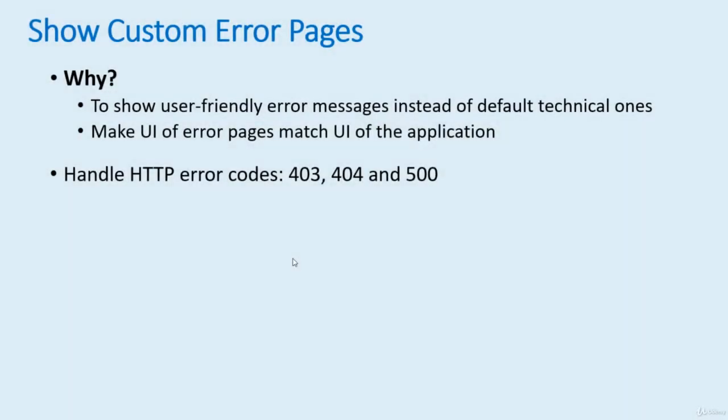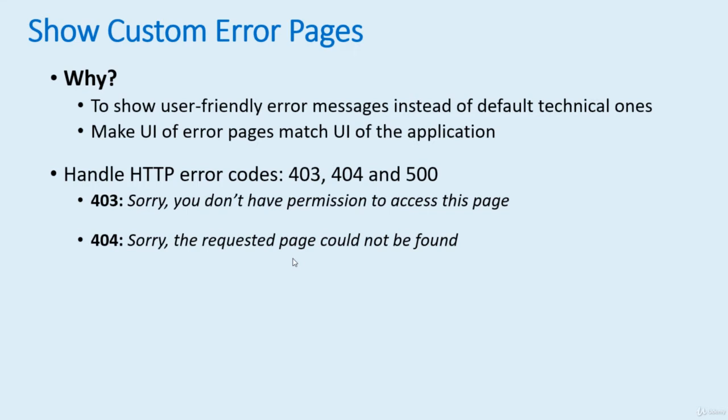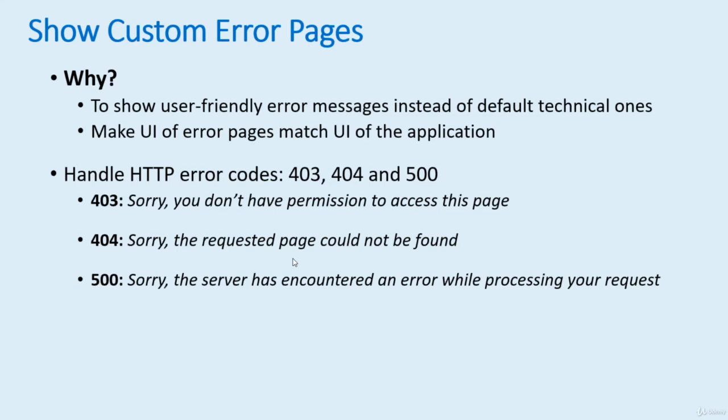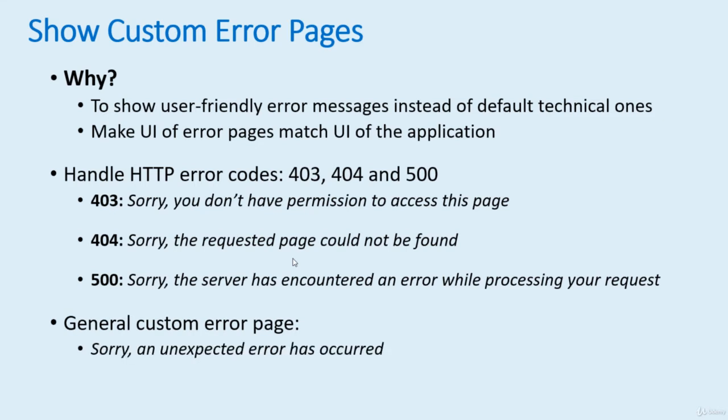Basically, we need to create custom error pages to handle the most common HTTP error codes such as 403, 404, and 500. For HTTP error code 403, the user-friendly error message should be "Sorry, you don't have permission to access this page." And for HTTP 404 error code, the message would be "Sorry, the requested page could not be found." And for HTTP 500 error code, the message would be "Sorry, the server has encountered an error while processing your request." And for other HTTP error codes, we show a zero custom error page with the message "Sorry, an unexpected error has occurred."